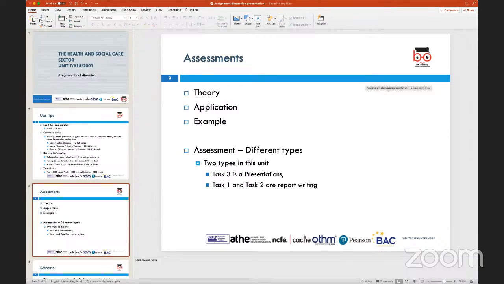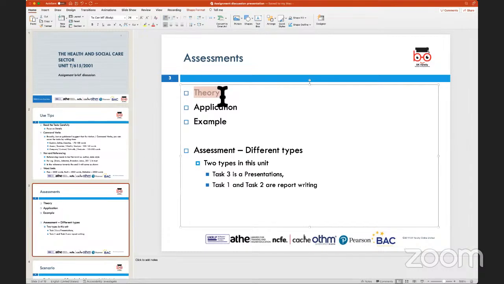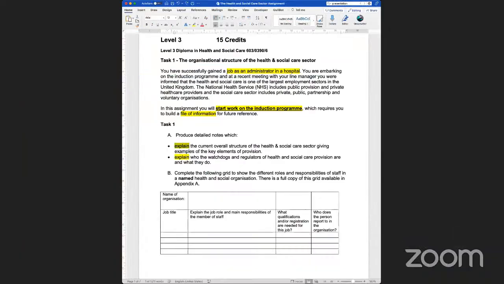The second bit which I want to focus on is that when you do your assignments, sometimes when you look at your task, you will see that the tasks are only asking you to focus on theory. Or in some cases, they are going to ask you to show an application, which is to say demonstrate or complete. Those would mean that you will have to practically do the task. And in some cases, when it says the named organization, it will ask you to also give an example.